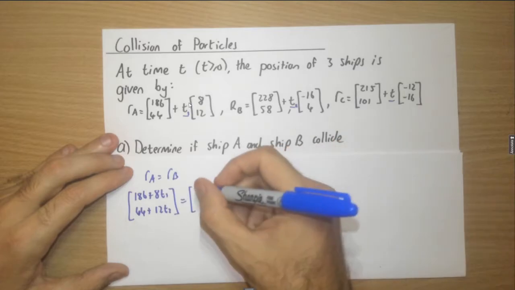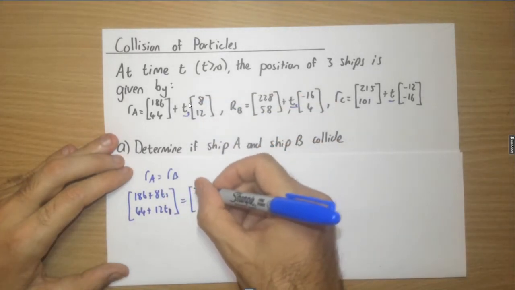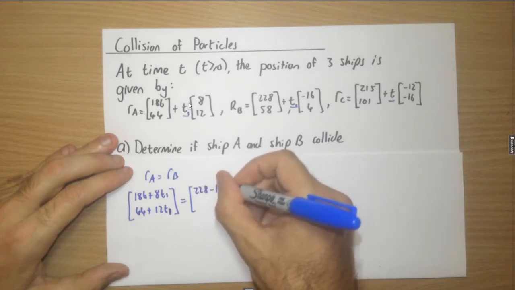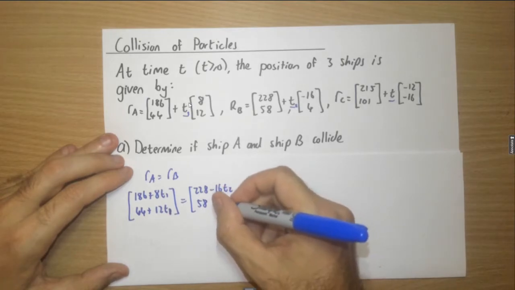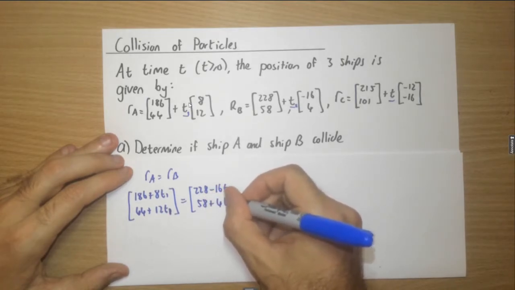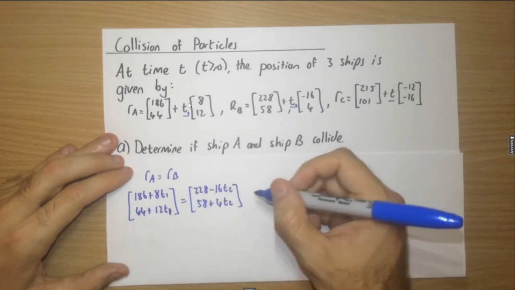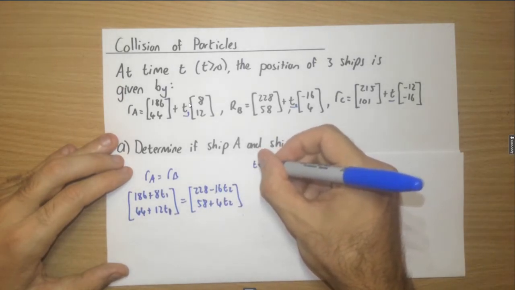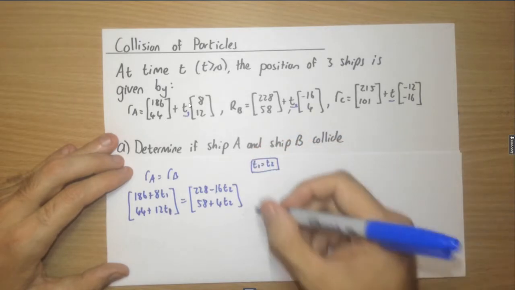And we'll do the same thing. It's t1 still, we're multiplying it all by t1. Yeah, we've got 228 take 16 t2 and 58 plus 4 t2. And again, we want the x coordinates and the y coordinates to be the same at the same time. So here we also need to check that t1 equals t2. So that's the additional check there.